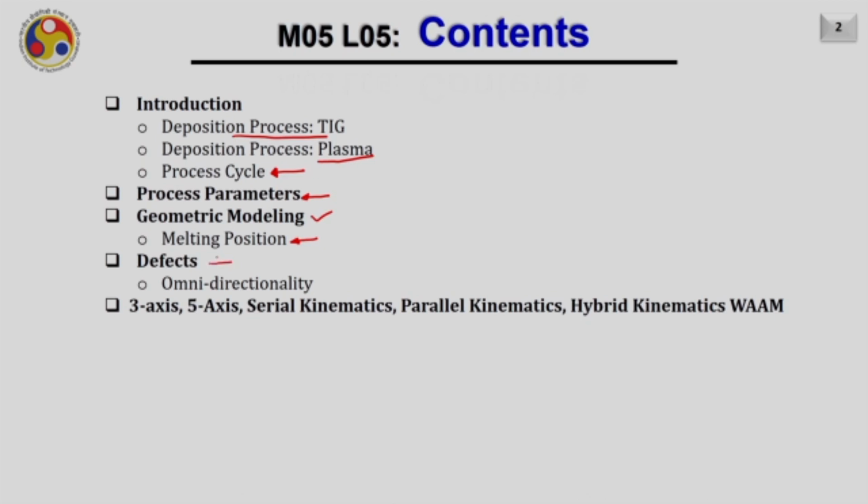Then the defects are also very much similar to what we discussed for MIG WAAM, but an additional new type of defect will come into the picture, called omnidirectionality. And then we shall discuss the different types of TIG WAAM processes based on 3-axis, 5-axis, serial kinematics, parallel kinematics and hybrid kinematics based systems.